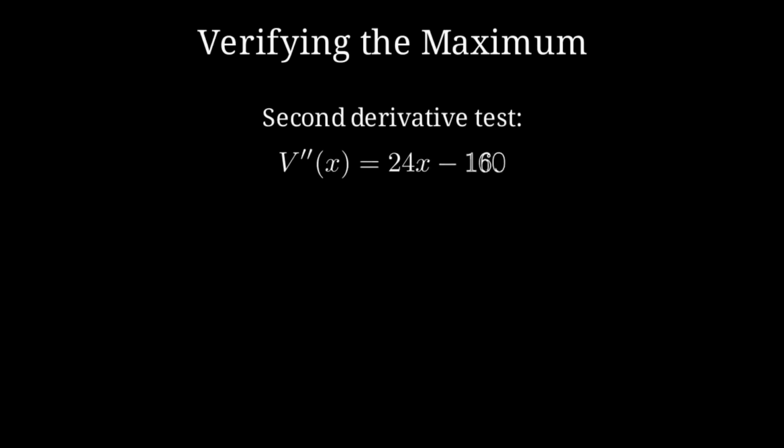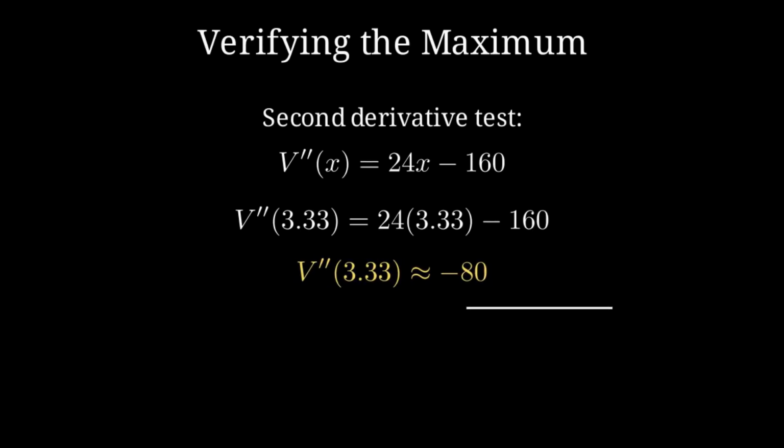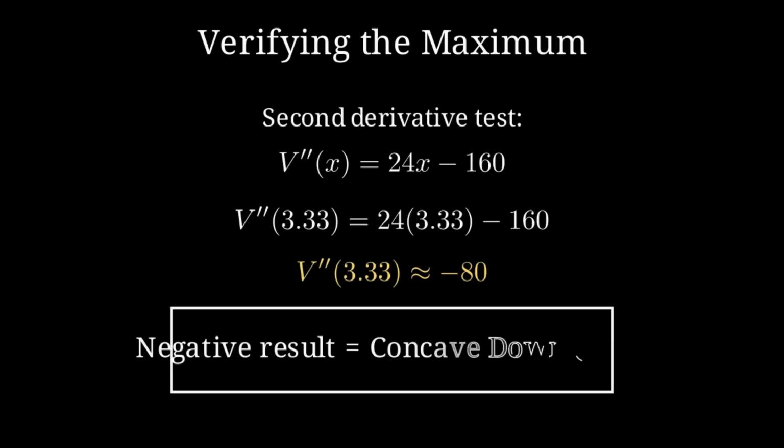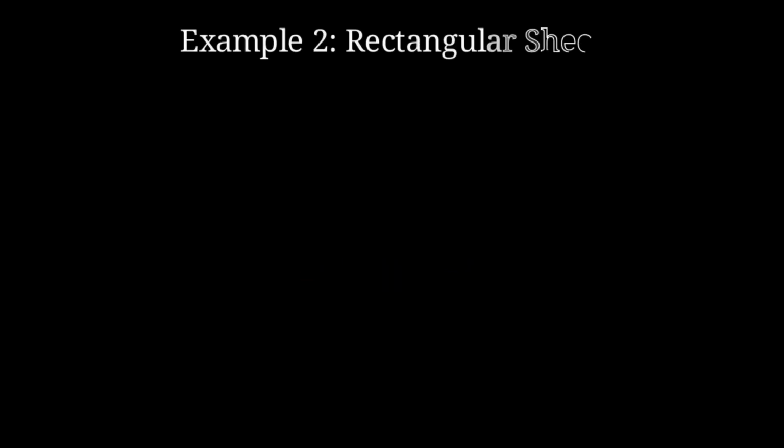We use the second derivative test. The second derivative is 24x minus 160. Evaluating this at our critical point gives a negative value, confirming the graph is concave down and we have indeed found the peak. What if the sheet isn't square?